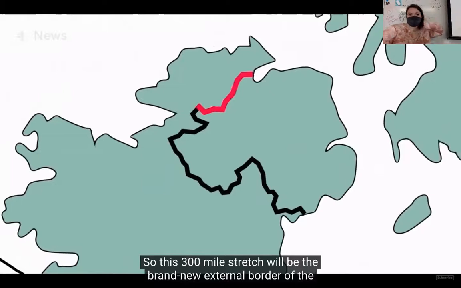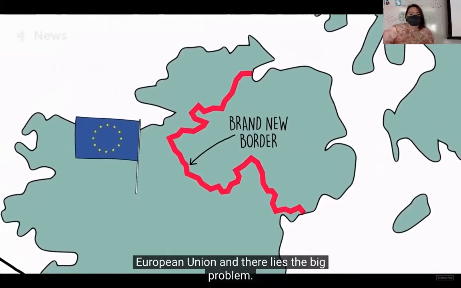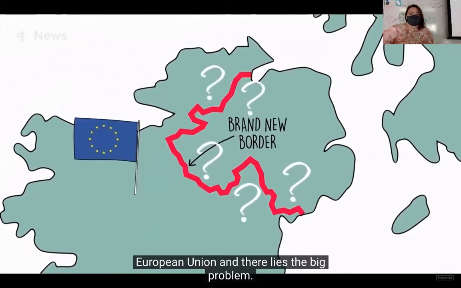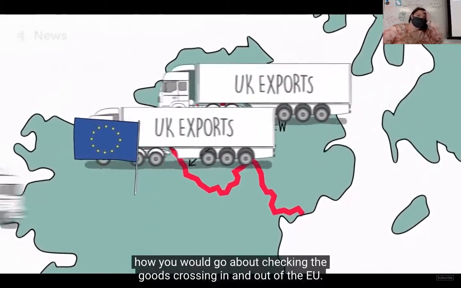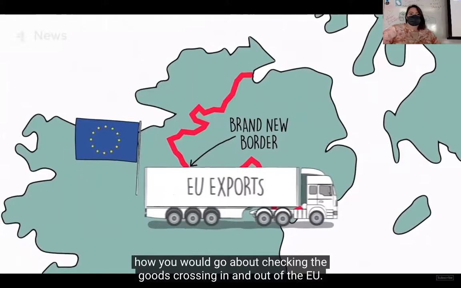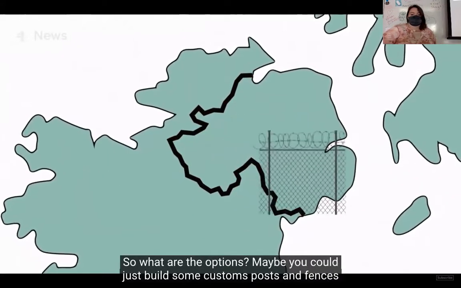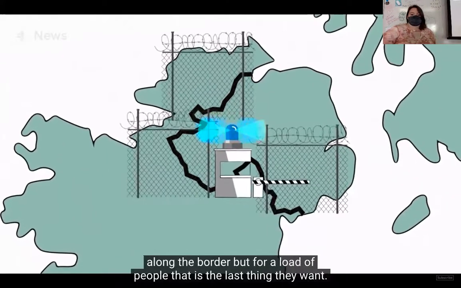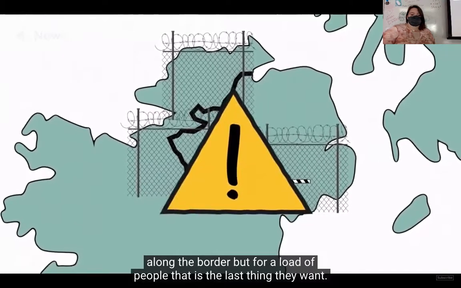So this 300-mile stretch will be a brand new external border of the European Union. And there lies the big problem. You see, they're worried about how you would go about checking the goods crossing in and out of the EU. So what are the options? Maybe you could just build some customs posts and fences along the border. But for a load of people, that is the last thing they want.